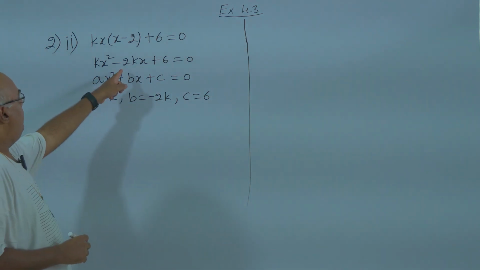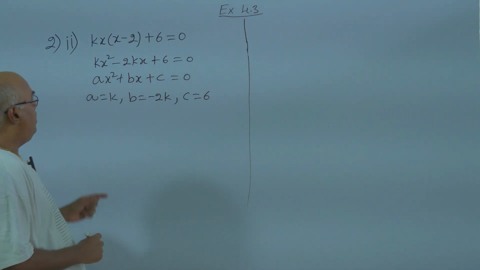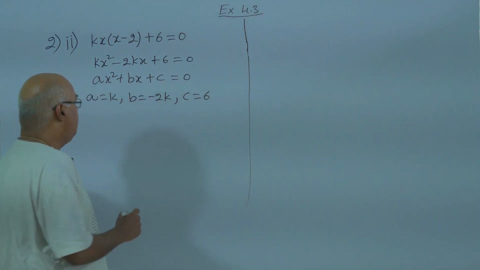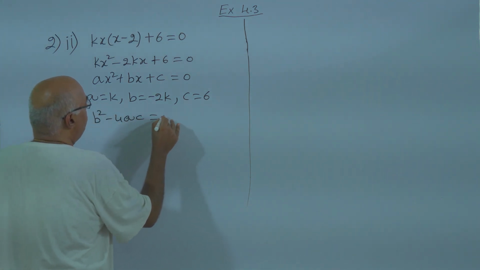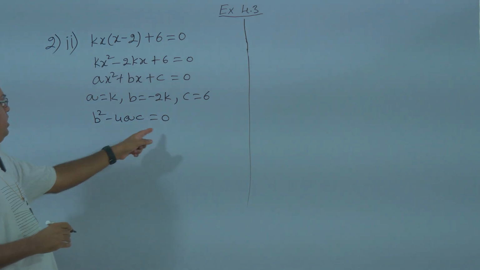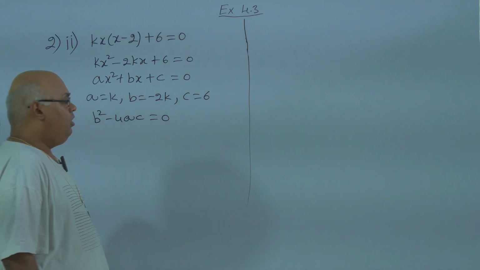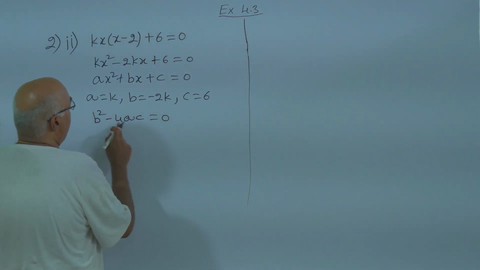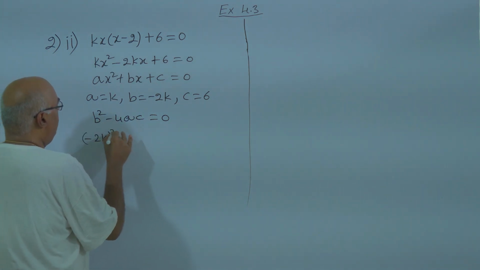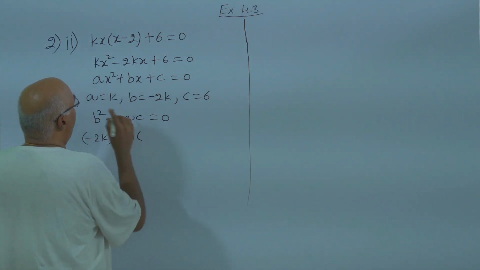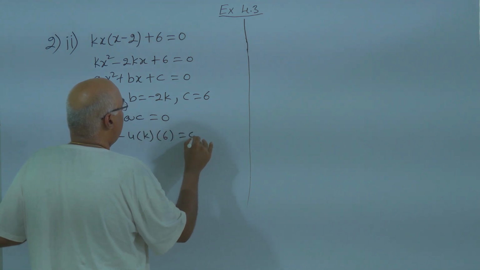It is given that this quadratic equation has real and equal roots. If the roots of the quadratic equation are equal, that means the discriminant b square minus 4ac is equal to 0. Only when the discriminant is equal to 0 will the quadratic equation have two equal roots. So let us substitute the values of b, a and c: minus 2k whole square minus 4 into k into 6 is equal to 0.